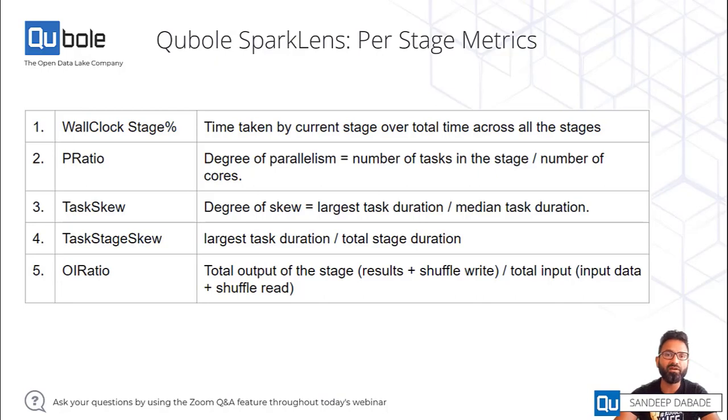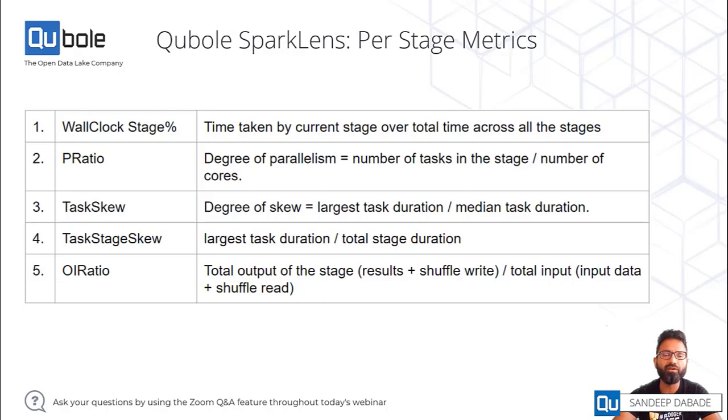P ratio defines the degree of parallelism of that stage. It's basically a ratio of number of tasks over number of cores. So a P ratio which is less than 1 means that you have too few tasks and too many cores, which will result in resource wastage, too many cores sitting idle. And a P ratio greater than 1 would mean that you have too many tasks but too few cores. That means a lot of tasks are waiting for cores to be available. So none of these two are ideal scenarios. So the idea is to have the P ratio as close to 1 as possible.